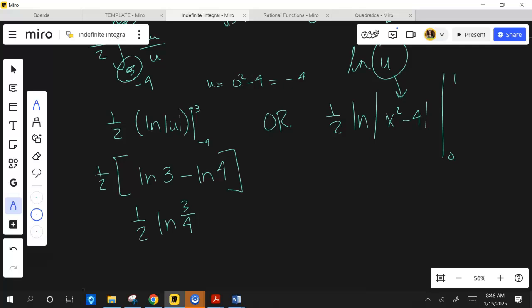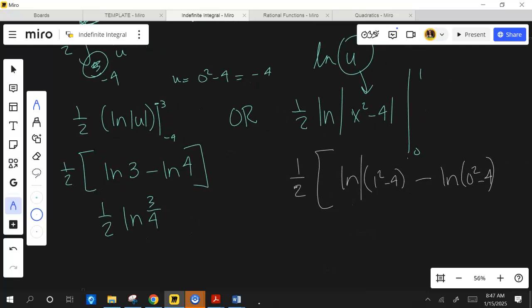I think that's easy. You think which one's easier, the first one or second? I think the first one's easier too. If I come here and do the second one, I have the log of 1 squared minus 4 minus the log of 0 squared minus 4. Of course, this is absolute value. So I have 1/2 times the log of, shocker, this is 3, this is 4.